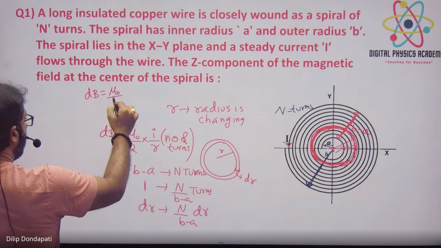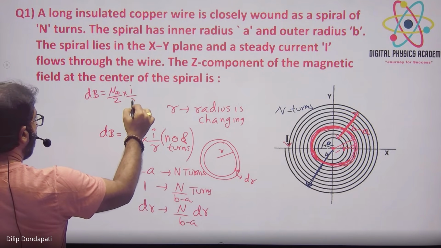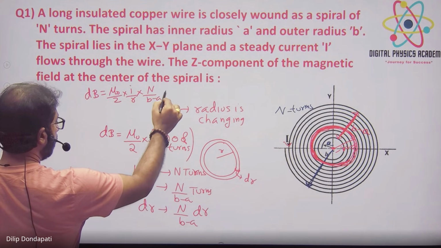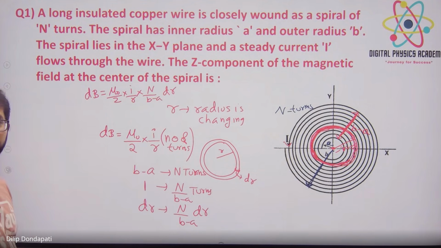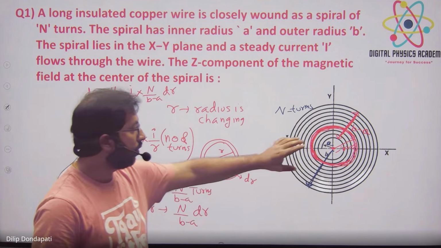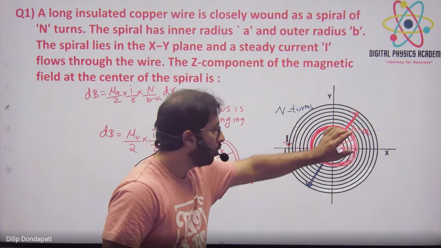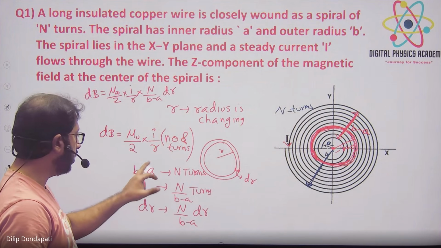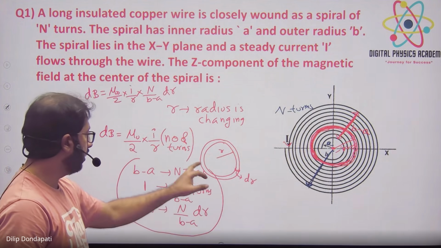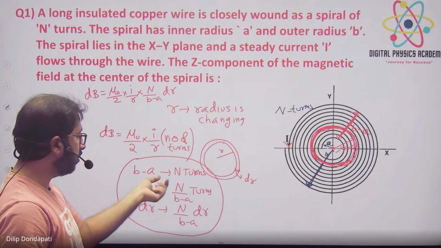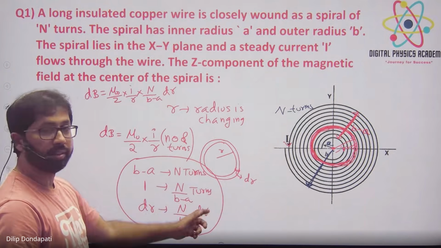mu naught by 2 into I by r into n by b minus a times dr. Is that understood? So at distance r, we cut a small coil. We don't know the number of turns in that coil. We applied a formula, but found the number of turns by this method, using the unitary method. In b minus a thickness there are n turns, in 1 unit thickness this much, and in dr thickness n by b minus a dr.